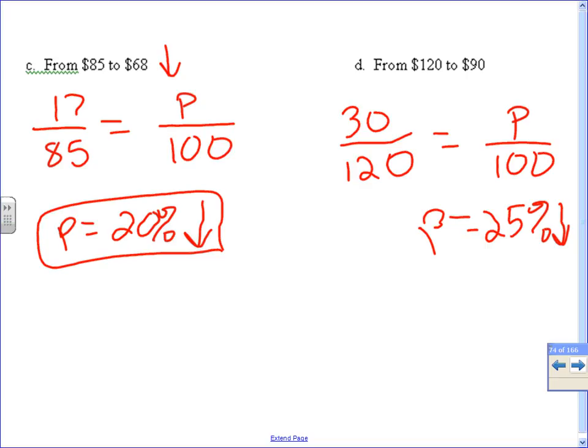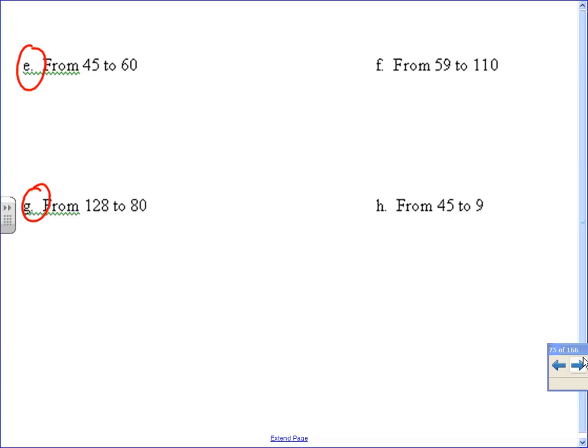All right, I want you guys to flip over and do E through H if you haven't already. Don't go further though. Do not go further. Do E through H and then put your pencil down. Do not go further. Charles, don't go further. Try E through H. Make sure you label whether it's an increase or a decrease.